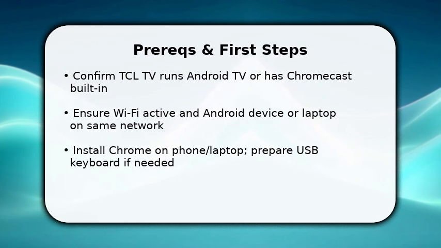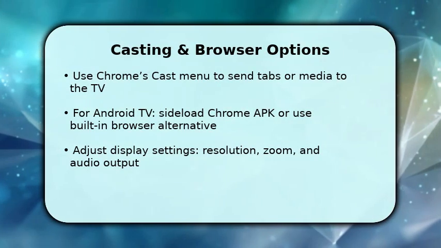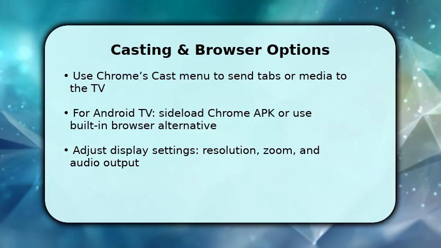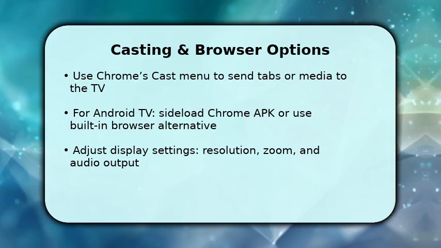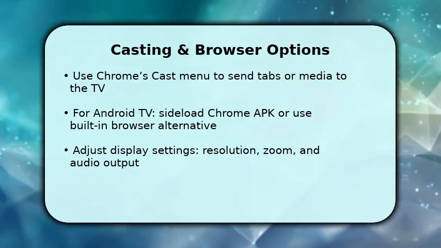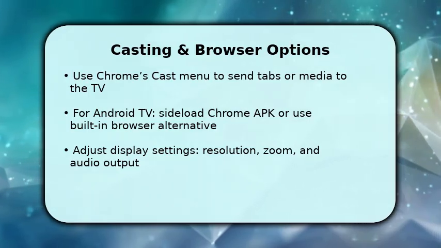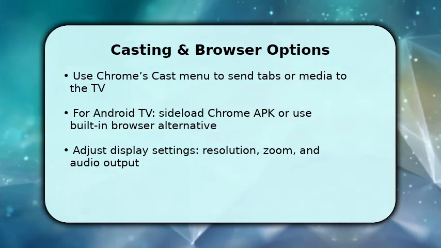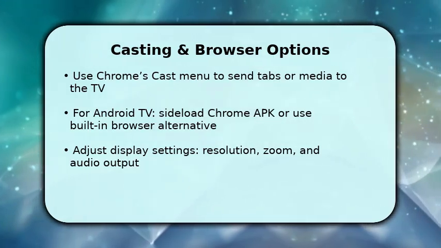Now you'll choose how to run Chrome on the TCL. If your TV supports Chromecast, open Chrome, tap the cast icon, pick your TCL, and send a tab or media stream. This mirrors Chrome while preserving browser controls. If you have Android TV, you can sideload the Chrome APK or use the TV's browser. Sideloading gives full Chrome features but requires developer options and an APK file.